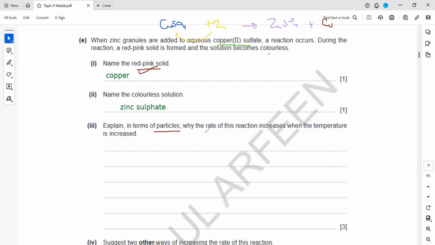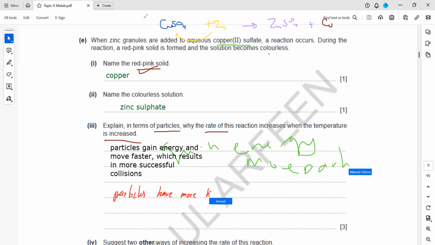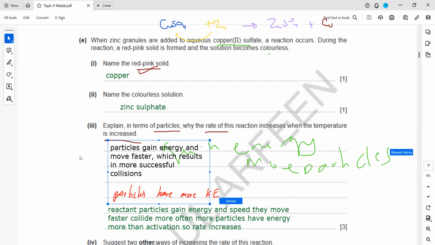Explain in terms of the particles why the rate of a reaction increases when the temperature increases. So particles gain more energy, they move faster, resulting in more collisions. Another important point, there will be a greater proportion of the particles which have energy more than the activation energy.